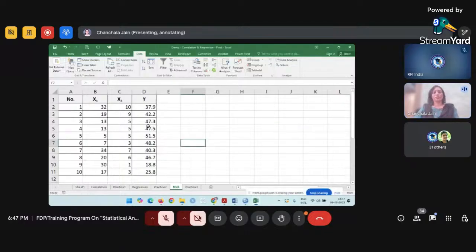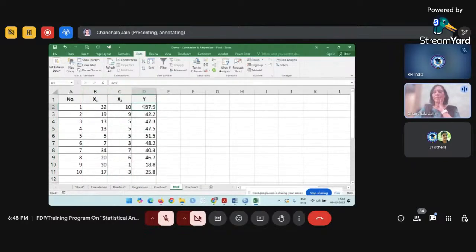Yes, ma'am. So here, rather than giving you the name of the variables, I have kept it very simple. We have a y variable, which is your dependent, and two independent variables. Now we need to find the regression among these. As you can see, one dependent, which is numeric, and two independent variables are available, so we can go for multiple linear regression.